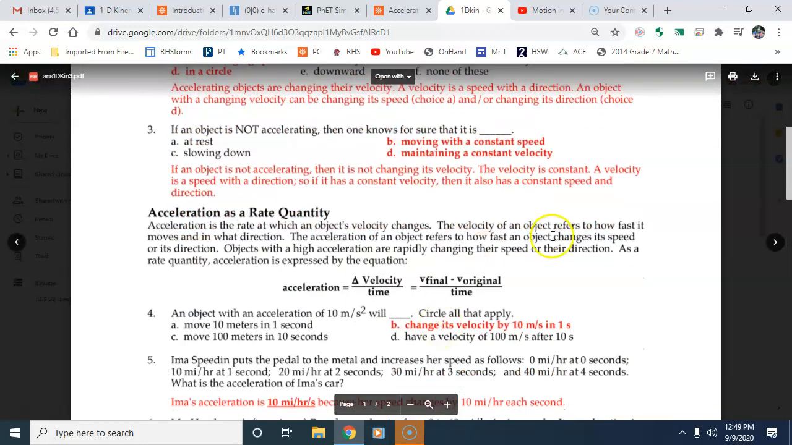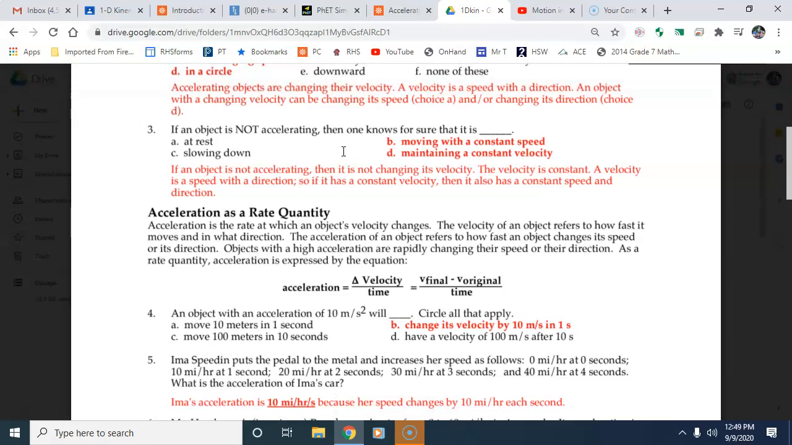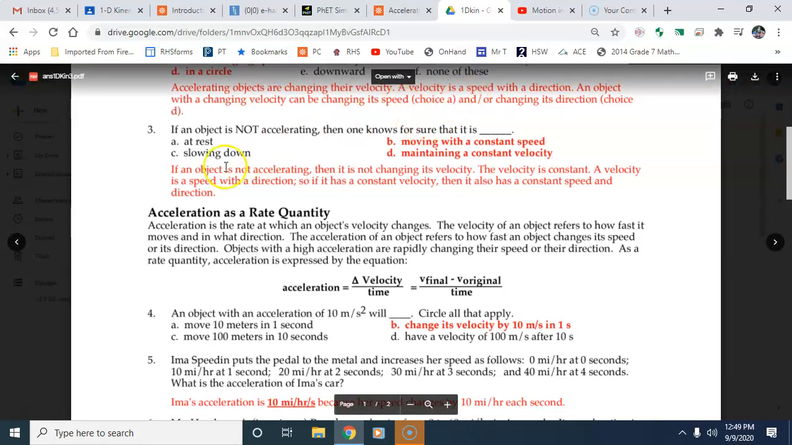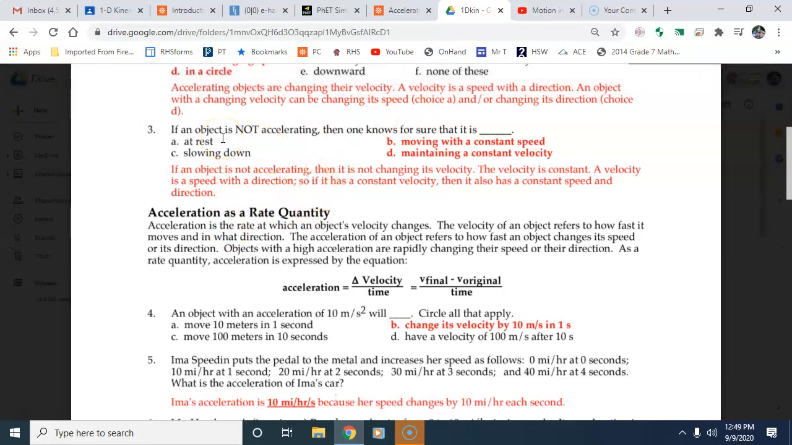All right, number 3, be careful with this one because of what it says right here: for sure. If we're telling you something is not accelerating, then we know for sure, 100%, not maybe, 100%, that it is what? A lot of the wrong answers I get on this one is "at rest." At rest, you are not accelerating, but that's not just what it said, for sure, right?